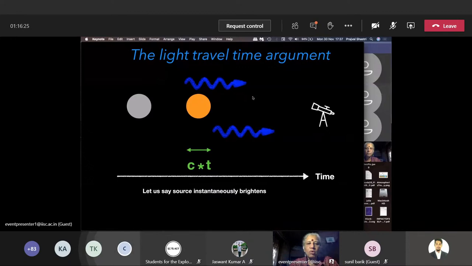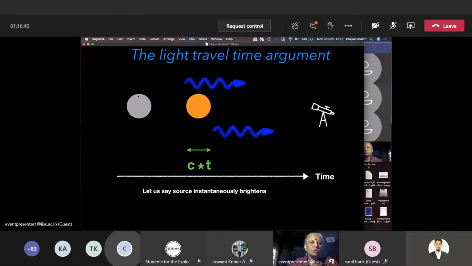So if you can imagine an object that is shining, and I have shown time along the horizontal axis, so as you go from left to right, time is increasing. Now, suppose you see this object that is shining, and then this object suddenly brightens at this time.